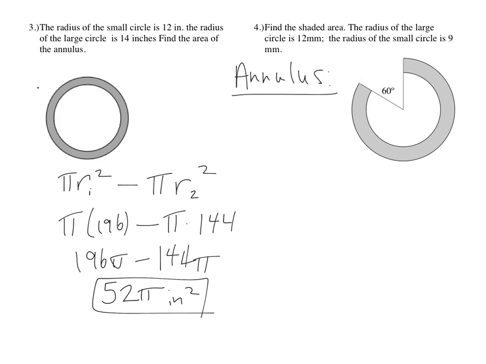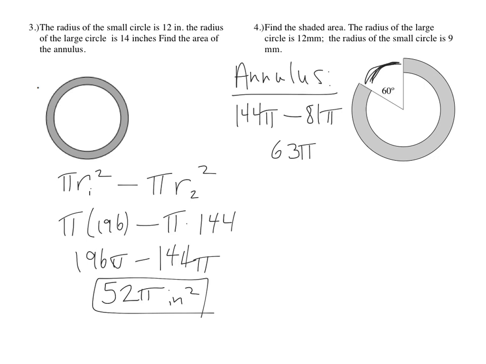we've got, for the large one was 12, so 144 pi is the area of the large circle, minus the small circle, which is 81 pi. So if we do that math, we get 63 pi is the area of that whole annulus. But we're going to take away this section.